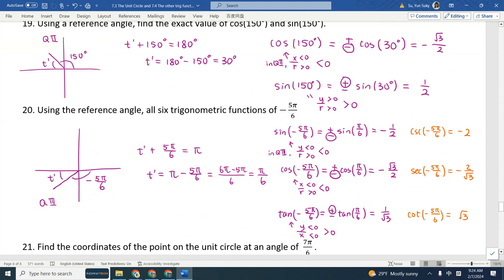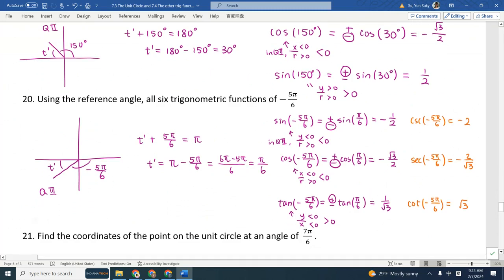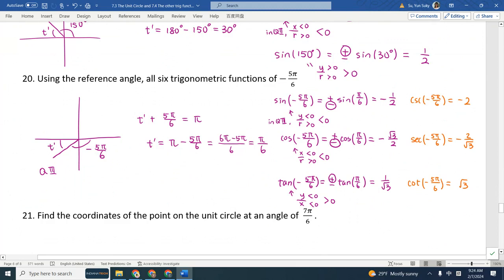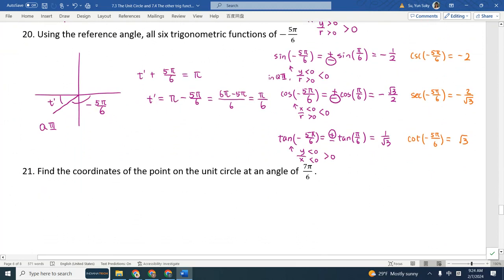All right. And so that is number 20. Okay, all right. Now continue.